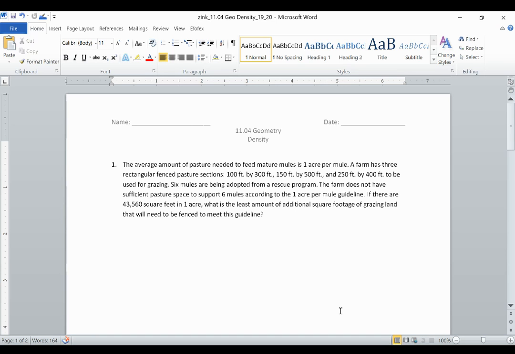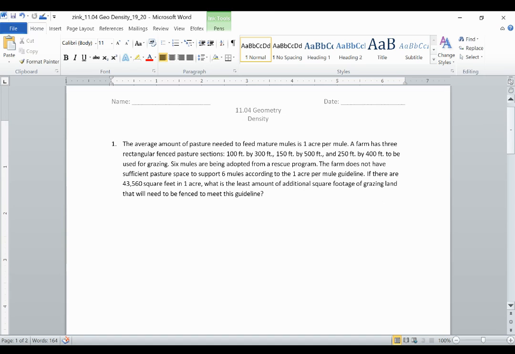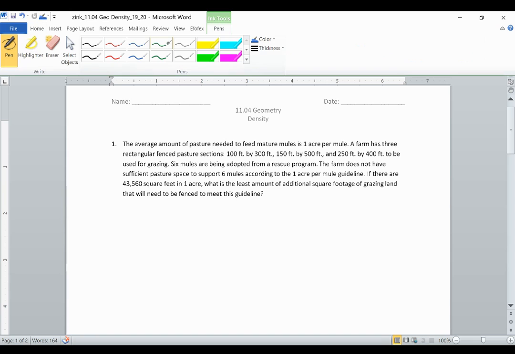So we're going to do two problems. They're kind of longer problems and there's a lot of conversions involved in them, and they're mainly focused on density problems. So number one says the average amount of pasture needed to feed mature mules is 1 acre per mule. So you have to have 1 acre for every mule that you have.